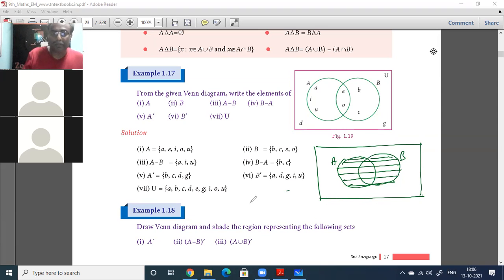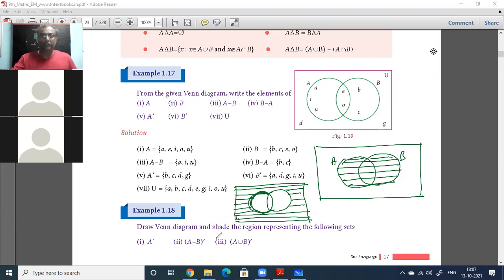Complement of A union B will be what then? Everything that is not here. So this will be the complement of A union B. Yeah, so this will be the complement. So your shape will be like this. So that also we have seen.